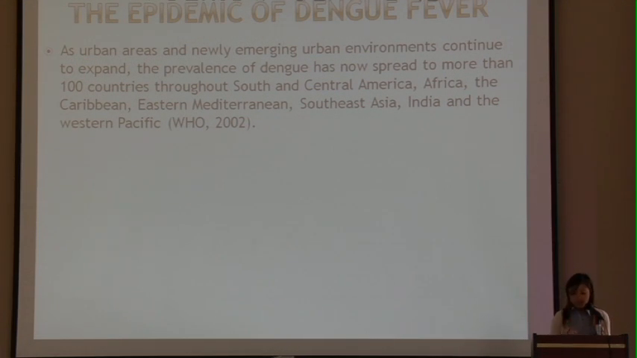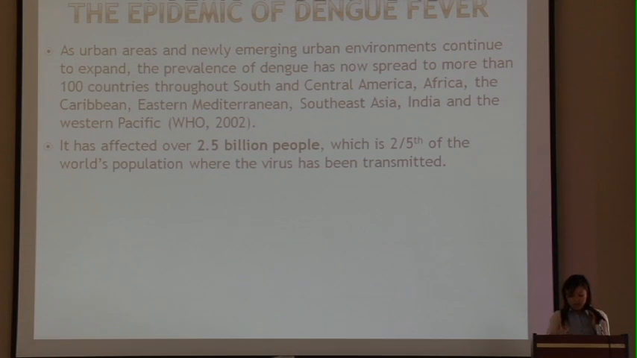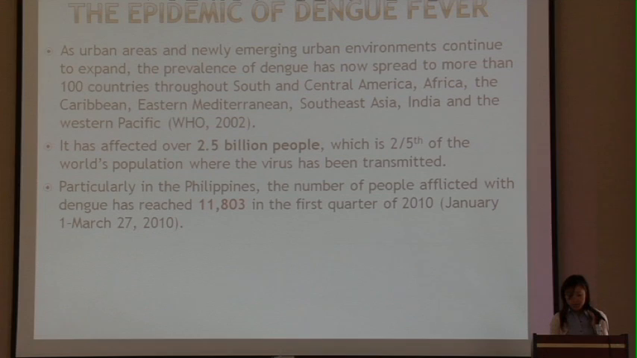Okay. Prevalence in the Philippines, the epidemic of the dengue fever. As urban areas and newly emerging urban environments continue to expand, the prevalence of dengue has now spread to more than 100 countries throughout the South and Central America, Africa, the Caribbean, Eastern Mediterranean, Southeast Asia, India, and the Western Pacific. It has affected over 2.5 billion people, which is 2/5 of the world's population where the virus has been transmitted. Particularly in the Philippines, the number of people afflicted with the dengue virus has reached 11,803 in the first quarter of 2010 last year.